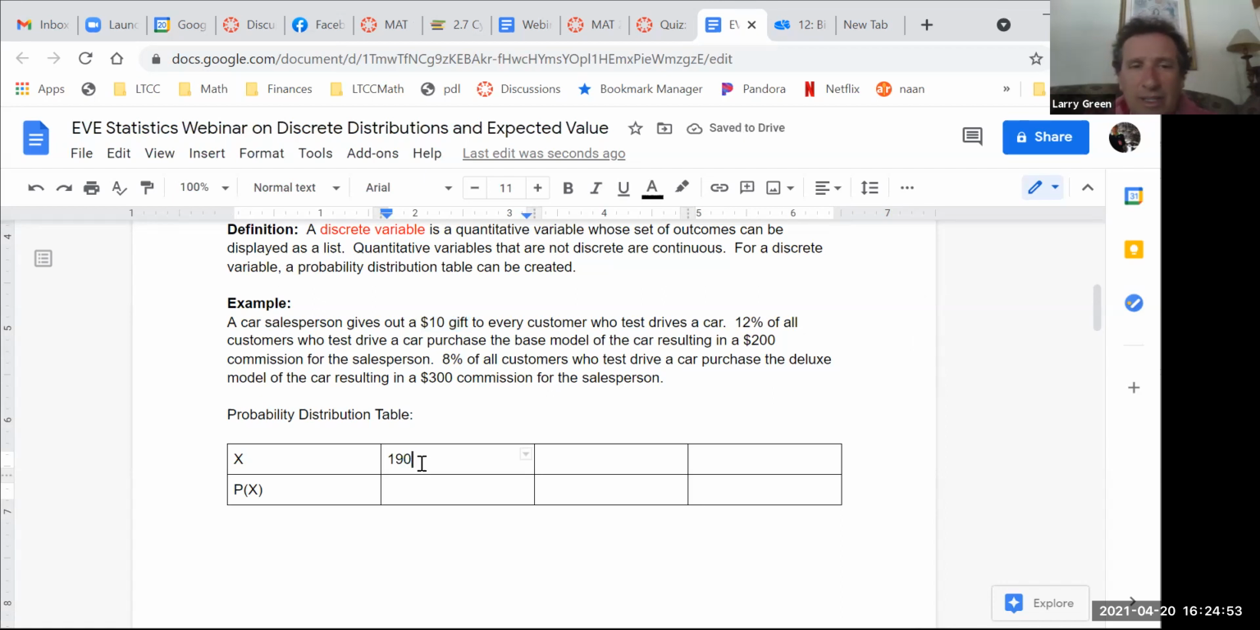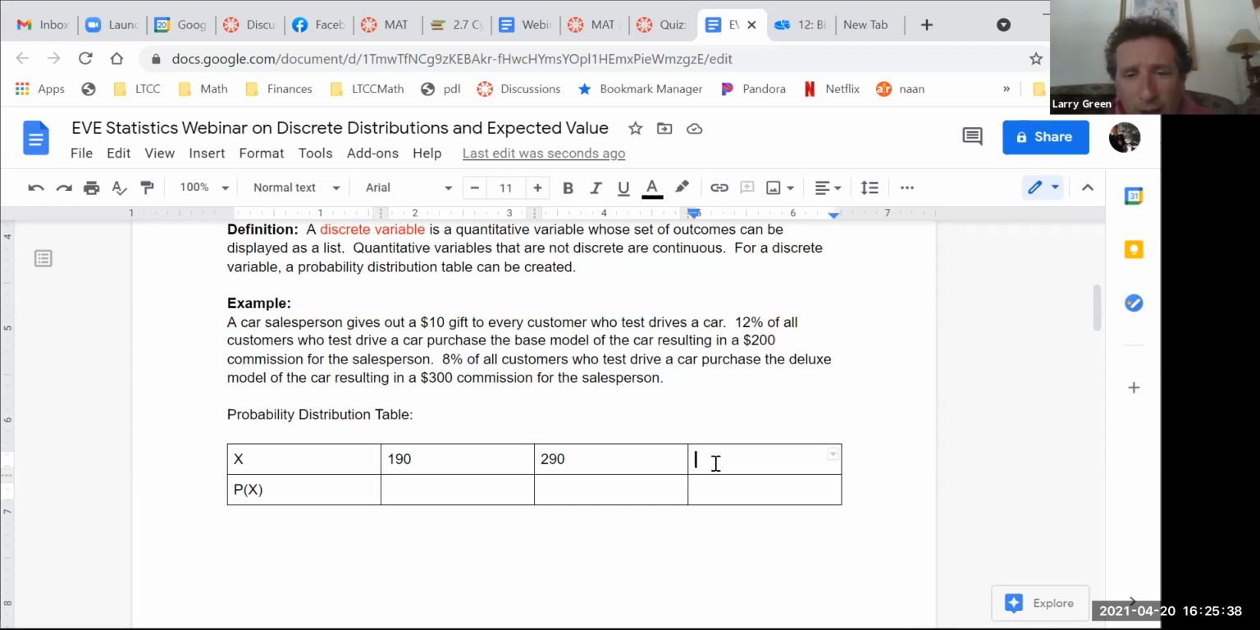Any questions on getting that first value of X? Okay, what about the next value of X? So what about the deluxe? The person who comes and buys a deluxe model. And what's the profit? Yeah, exactly. So you're going to take the 300, because that's your revenue, and you're going to subtract the $10 gift, that's your expense. The revenue minus the cost is going to be 300 minus 10, which is 290. Any questions on that?